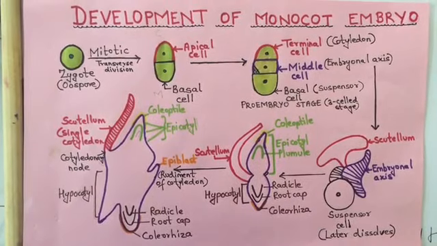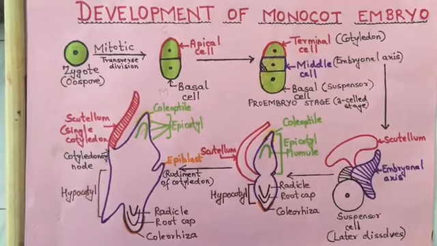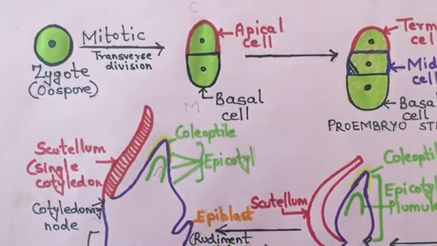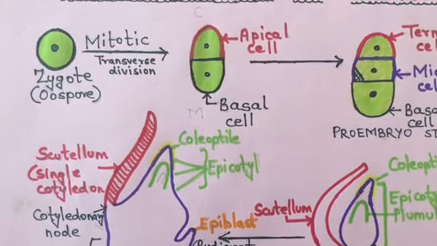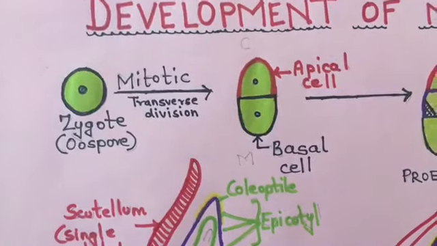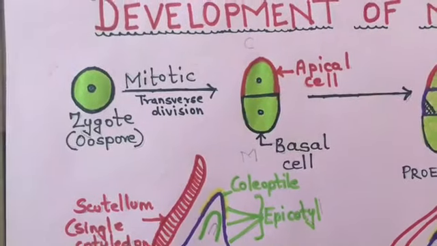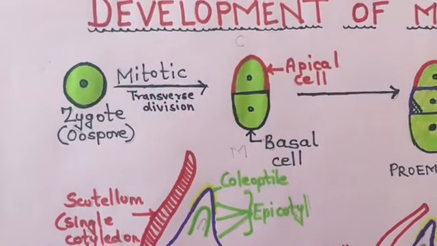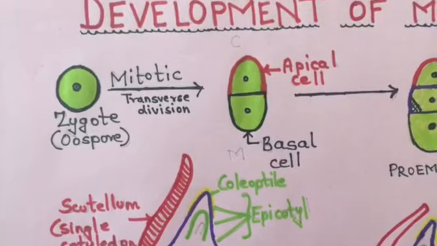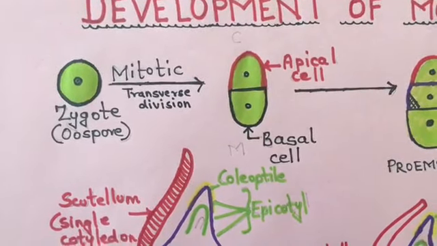So let's begin with the development of the monocot embryo. At first, as we know, the zygote undergoes mitotic division under favorable conditions and forms two cells. The two cells are the apical cell and the basal cell. The apical cell is present towards the chalazal end, while the basal cell is present towards the micropylar end. So here the embryo is at the two-celled stage.